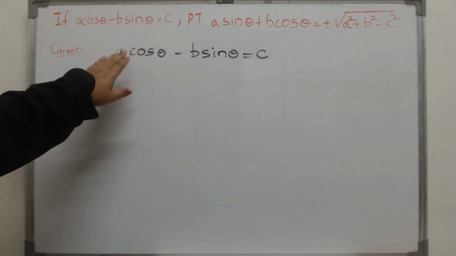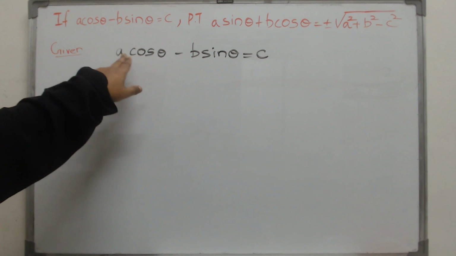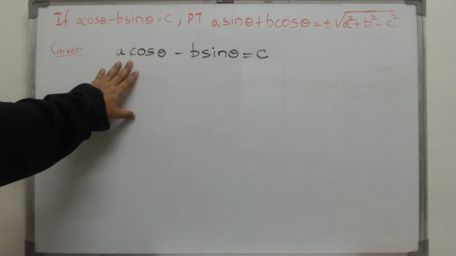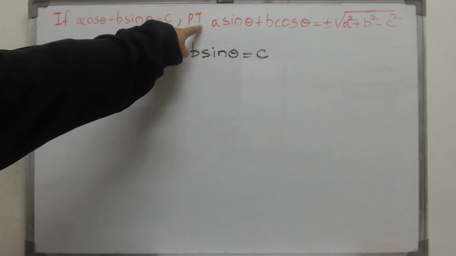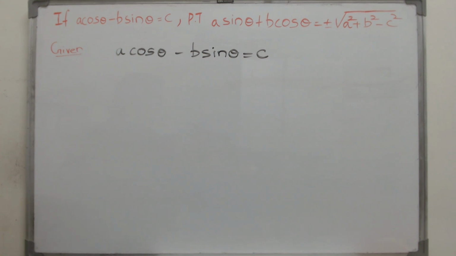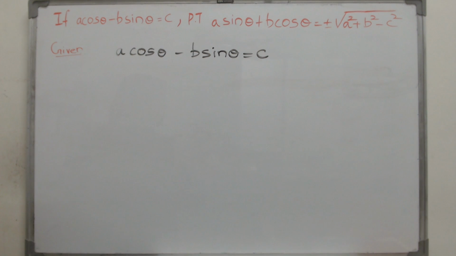Here we are given a value for the variable c. C is given as a cos theta minus b sin theta. Using this information, you have to prove that this equation holds, or in other words, the LHS is equal to the RHS. Now, how do we start?